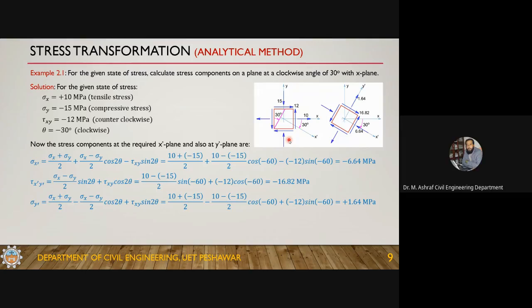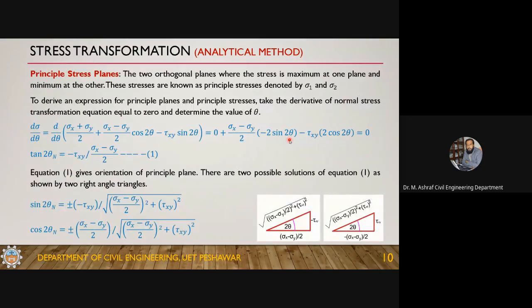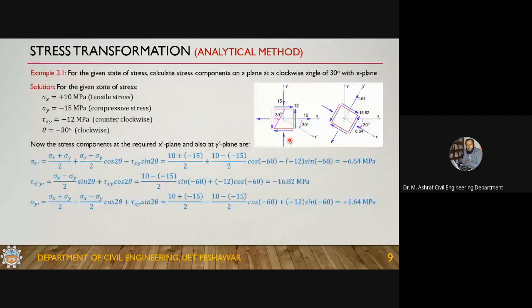Okay, so this was how to calculate stresses at some inclination. Now coming to some other topics. Now, principal stress plane. So this is like a plane. When you are rotating this plane, there are actually two planes which have some particular properties, and those planes are known as principal planes.